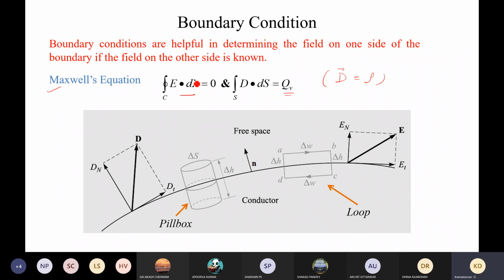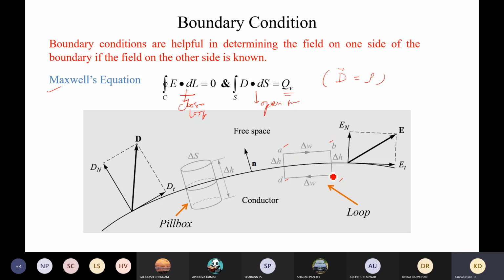So in order to do this, we need a closed loop. And in order to do that, we need an open surface. So these two things are needed. For doing this, in common practice people draw a closed loop which will cover both the regions. So you can see that there is a closed loop which has A, B, C, D, and the field is actually flowing in both the directions.